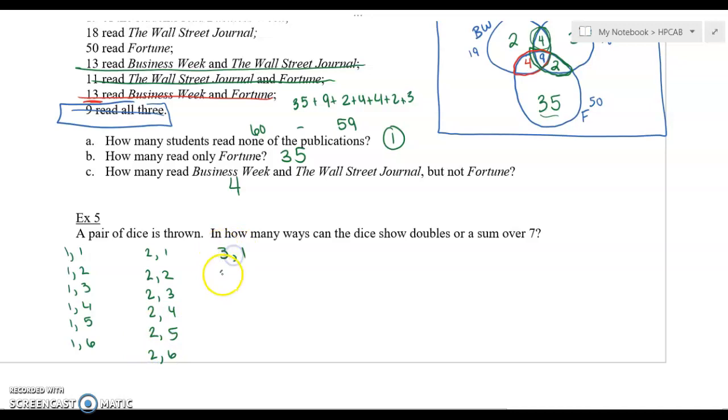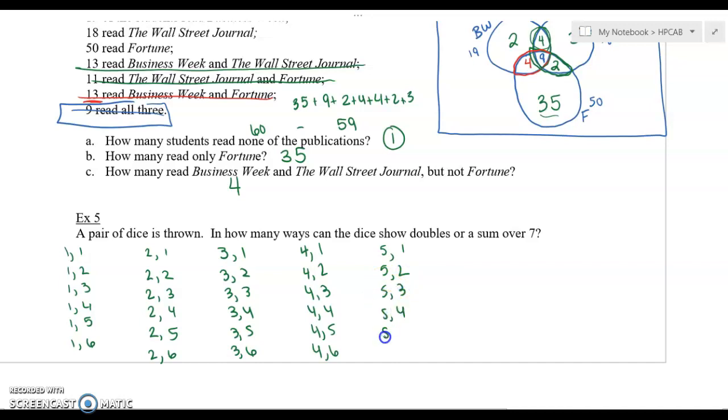You could do 3 with a 1, 3 with a 2, 3 with a 3, 3 with a 4, 3 with a 5, 3 with a 6. Tedious. It's 4 with a 1, 4 with a 2, 4 with a 3, 4 with a 4, 4 with a 5, or 4 with a 6. You could get a 5 on the first dice and a 1 on the second. 5 with a 2, 5 with a 3, 5 with a 4, 5 with a 5, 5 with a 6. And then 6 with a 1, 6 with a 2, 6 with a 3, 6 with a 4, 6 with a 5, 6 with a 6.